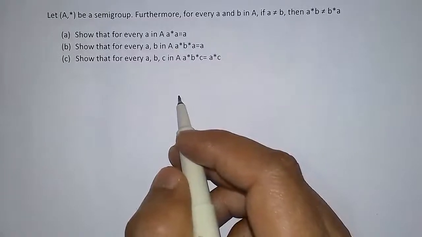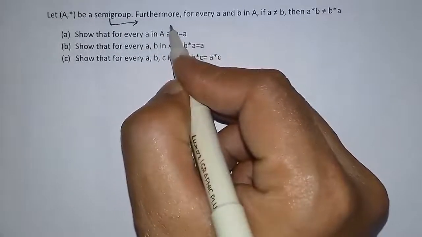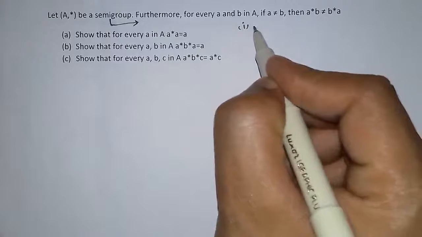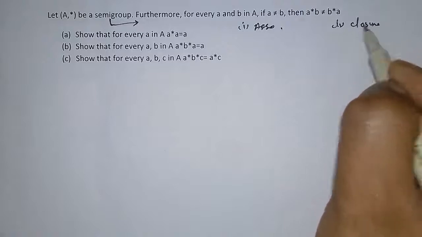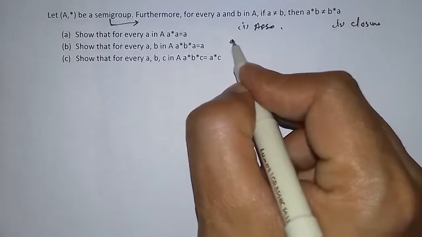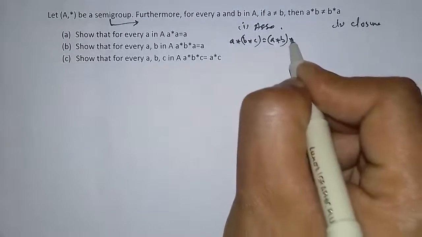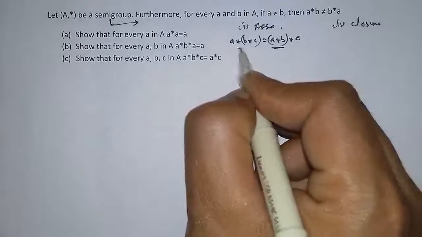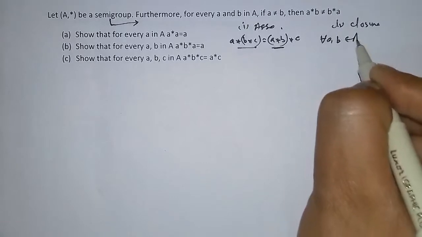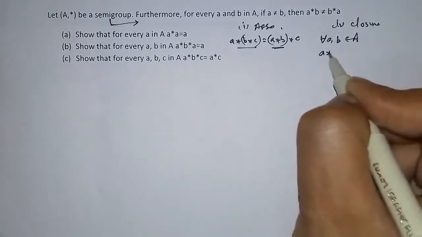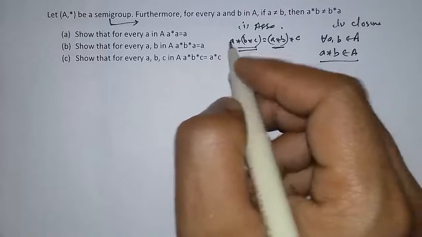Given that A is a semigroup. Semigroup means that A follows two properties. First is associative and second is closure. Associative means (A star B) star C is equal to A star (B star C); the way of parenthesis is changed. Closure means for any two elements A, B belonging to set A, A star B also belongs to set A. This is closure and this is associative.